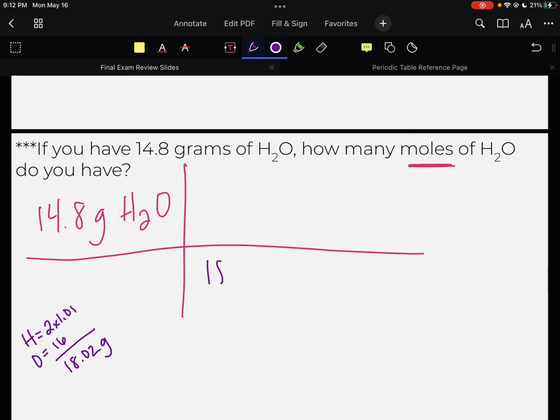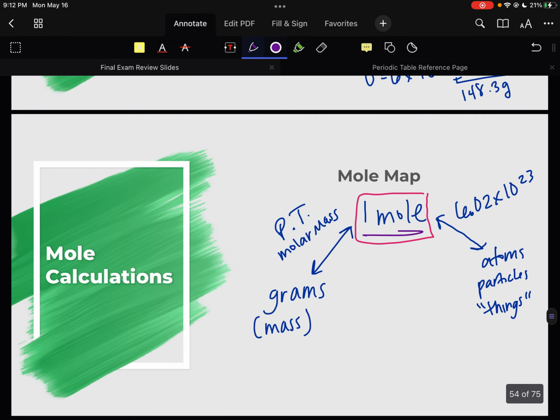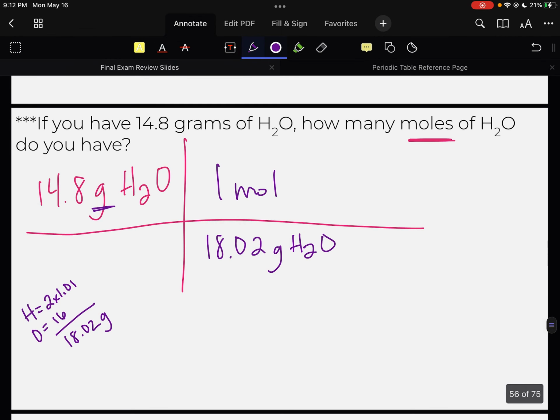When I add all of that up, it's 18.02 grams. So I'm going to put that on the bottom because I have grams on the top. I need grams on the bottom. And remember, it's always equal to 1 mole because that's what our map says, 1 mole. And I'm looking for moles, so now I can stop here. And then remember, anytime we have something on the bottom, we're just going to divide. So I'll do 14.8 divided by 18.02, and my answer is 0.822 moles of H2O.